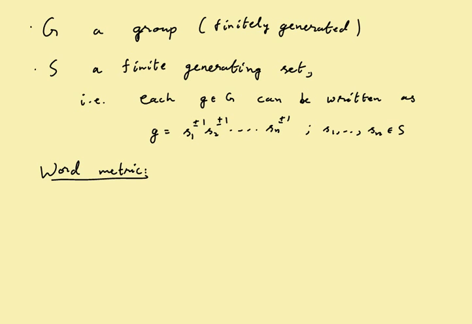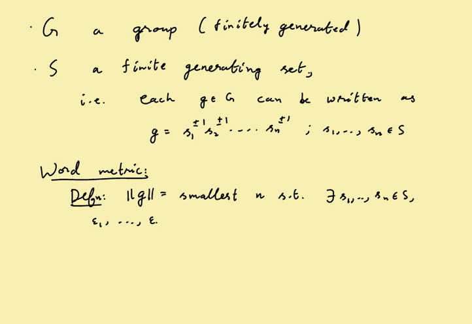Is the following. So definition of the norm of g is the smallest n such that there exist s_1 to s_n in S, and let me be precise, epsilon_1 to epsilon_n in {-1, 1}, such that g is s_1^{epsilon_1} s_2^{epsilon_2} and so on up to s_n^{epsilon_n}. Note, I'm not saying this is the shortest expression. I mean, it is a shortest expression. So it's the smallest n greater than or equal to 0, such that we can find appropriate generators.